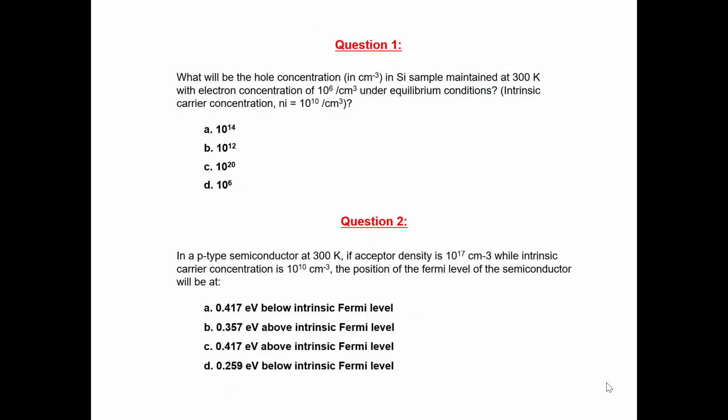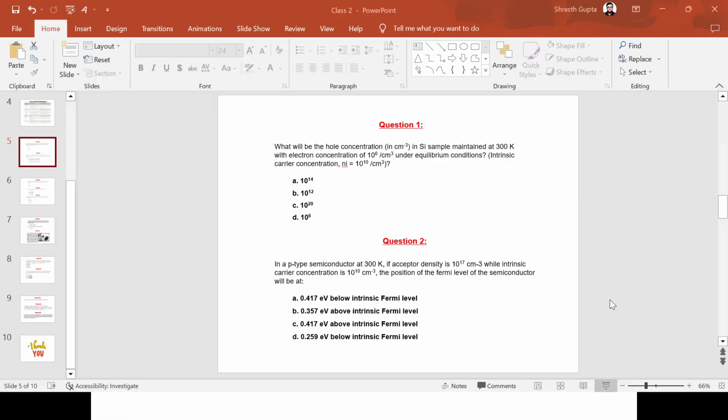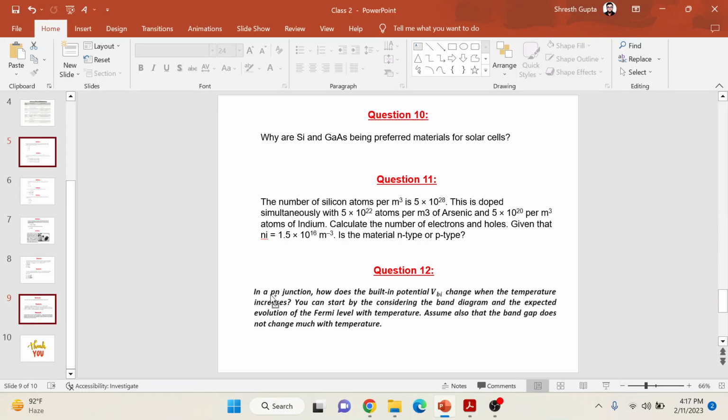Let me show you this question that I have designed. I don't know what is happening, Rajiv. My laptop is hanging a little. Okay, this question was there.